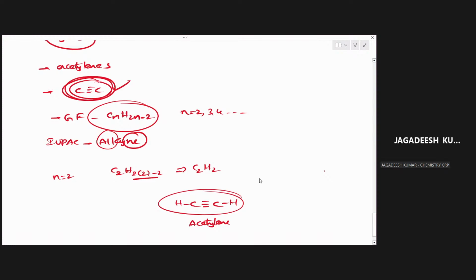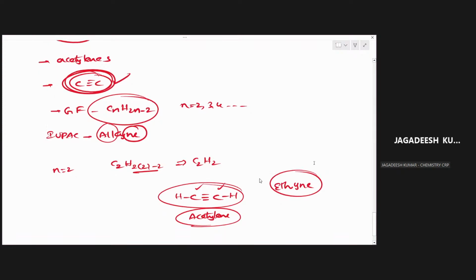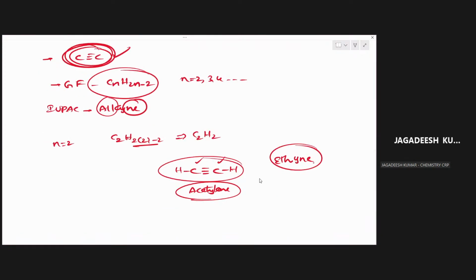But what about the IUPAC name? Here 2 carbons, so the root word is eth. And what is the primary suffix here? Yne. So ethyne. Acetylene is the common name, but the original IUPAC name is ethyne. According to the root word, you have to write. If I am taking n is equal to 4, or n is equal to 3 also, you can write.